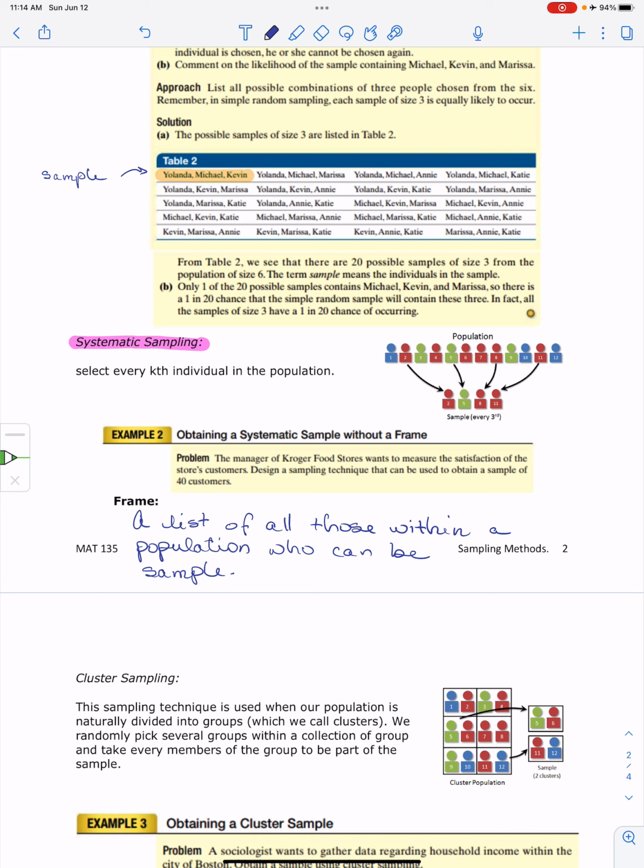Okay. So example 2, obtaining a systematic sample without a frame. If we are looking at all of the customers coming into a Kroger food store, I don't start the day knowing that I'm going to have exactly 384 customers so that I can divide that evenly. So we can just decide how far apart we want them to be, and we could survey every 4th customer to come through the door until we hit 40.